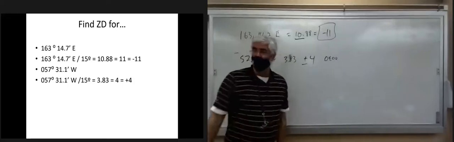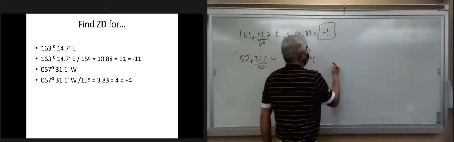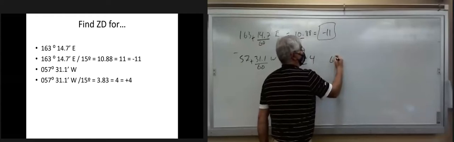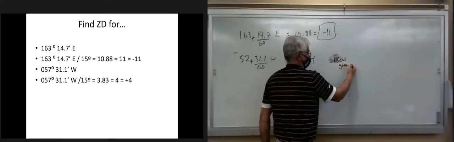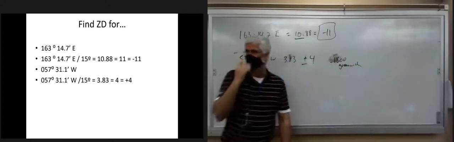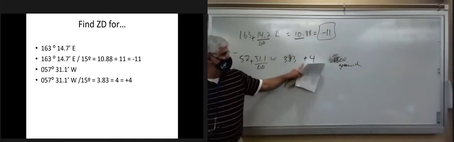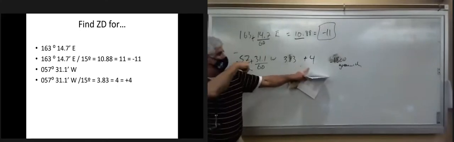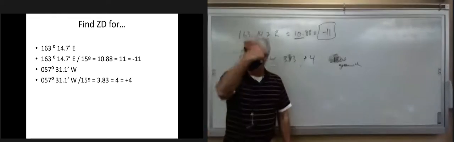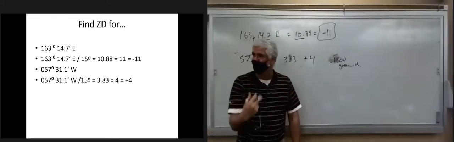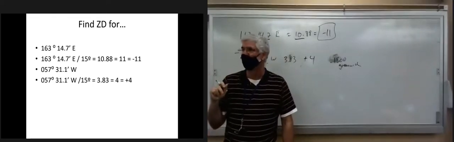But what if I told you it was 6 p.m. It's 1800 in Greenwich. It's 1800 in Greenwich. What time is it at 57 West? Oh, you're going to subtract. When going from Greenwich to local, you're going to flip the sign. You're going to subtract. Yeah.